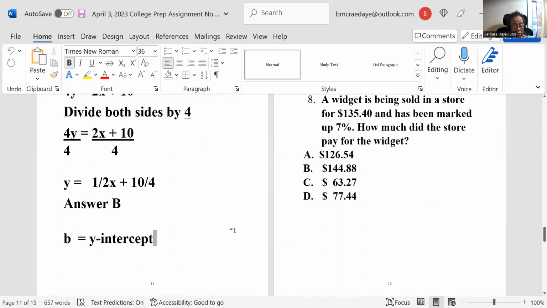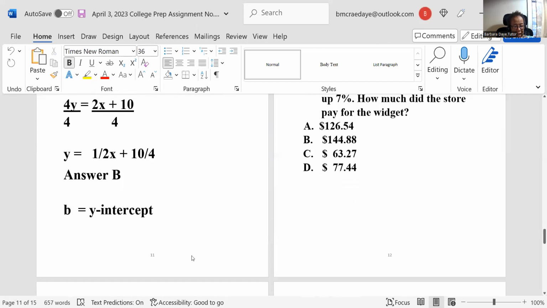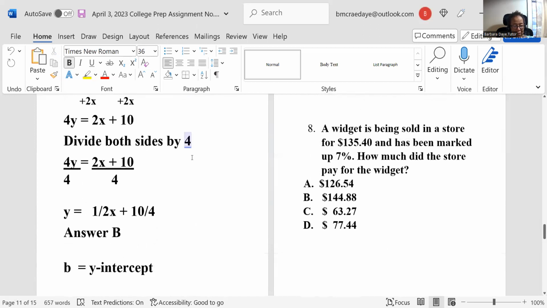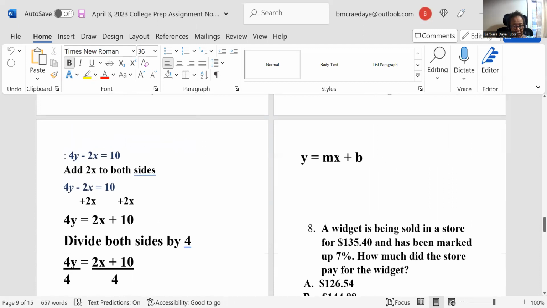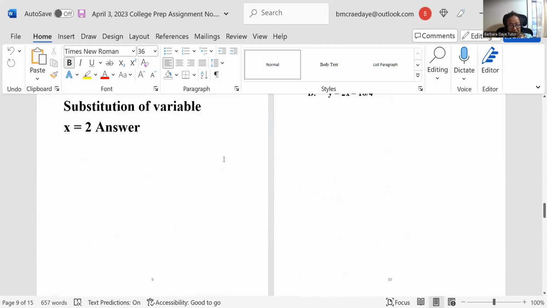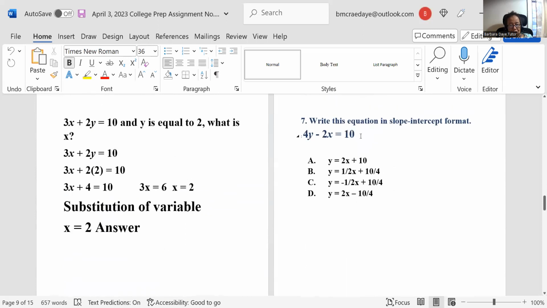But what I want you to understand from this is that once you get it in this format, the coefficient of the x is your slope. That's your rise over run, 1/2. And the 10 over 4 is the y-intercept, because now it's in that y equal mx plus b format right here. That's the general format. Any questions? Because this is a common kind of problem where you're given an equation and you're to write it in the slope intercept format. In other words, you want to get it to look like y equal mx plus b.